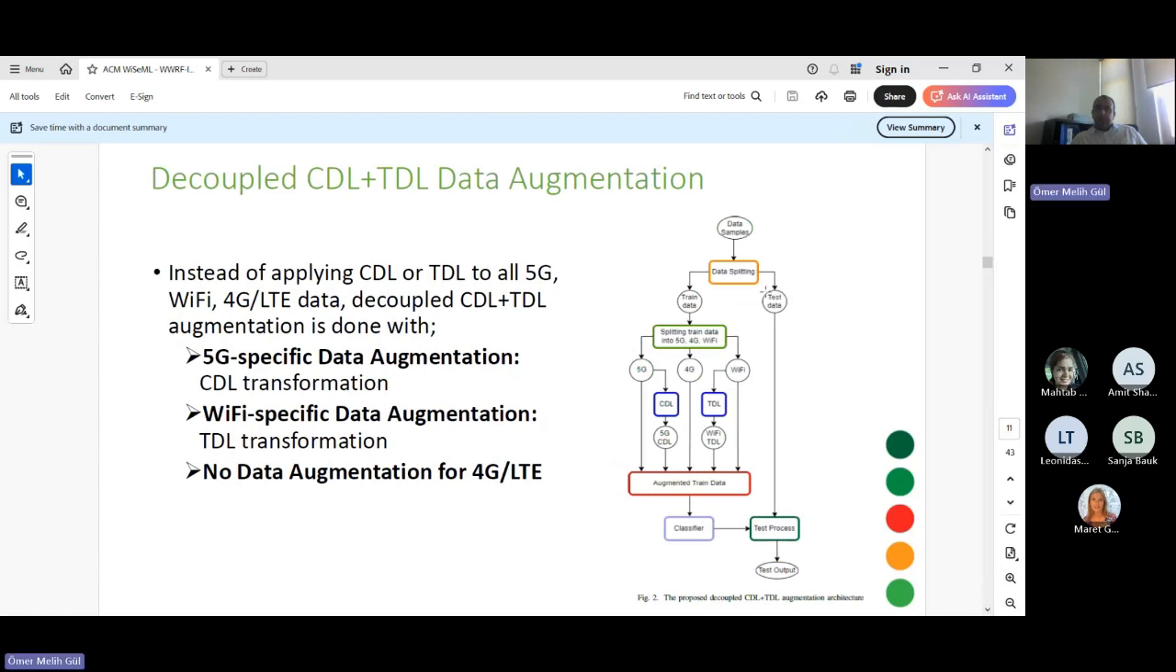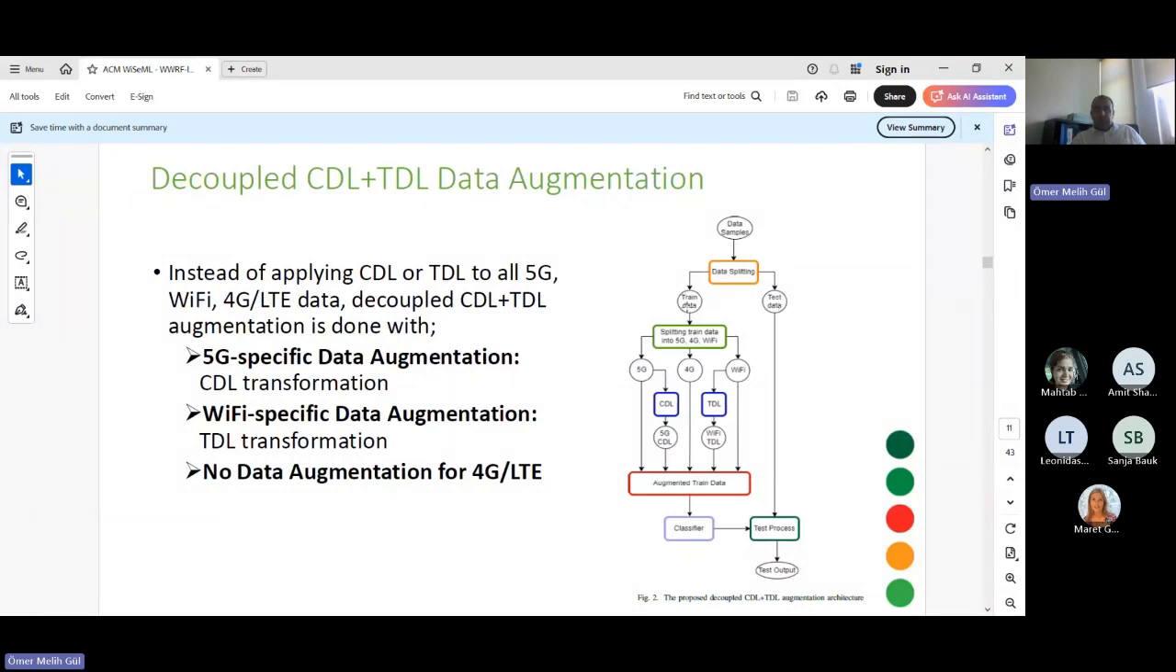And okay, we talk about all this approach verbally, but you may ask, professor, you are talking about all these, but what is the flow diagram? That is the approach, the decoupled CDL, TDL data augmentation. We have data samples, we have data split. In fact, that is already known. That is train data, day 1. That is test data, day 2.